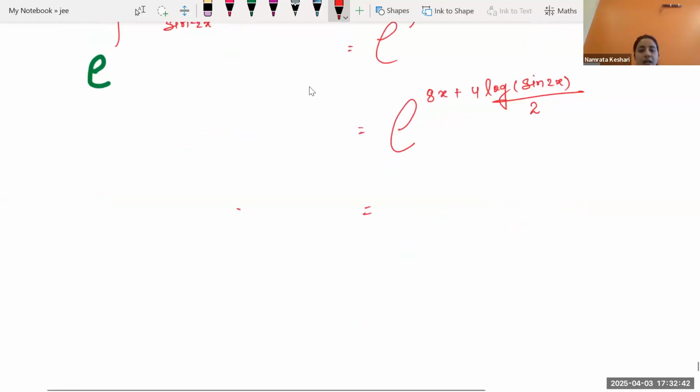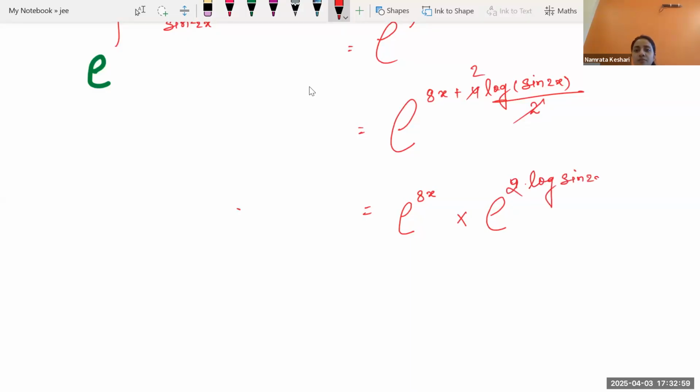If we simplify it a bit, we can write it as e to the power 8x into e to the power 4 by 2 times 4, so basically 2 log of sine 2x, right? We can write it as e to the power 8x, and a square will be there. So basically we are having here sine 2x whole square. So this is what we are having for now.